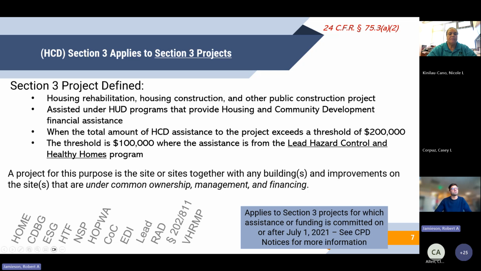So these are the broad strokes that we typically see here at HUD: housing rehab, housing construction, other public infrastructure projects. Again, it's assisted under a HUD program. This block grant is the HUD program we're seeking. And then the next item, which is a key difference between the HCD funding, which we're considering this, and the PIH funding, is that there is a minimum dollar amount threshold per project of $200,000.